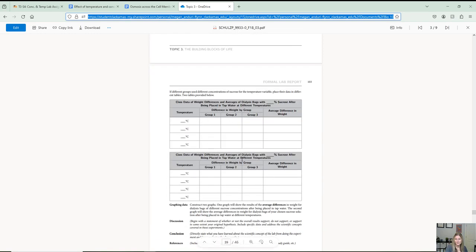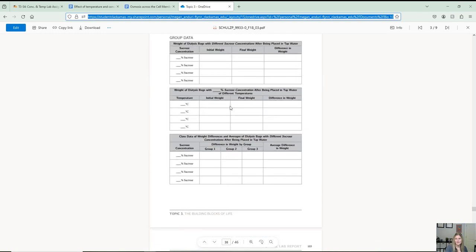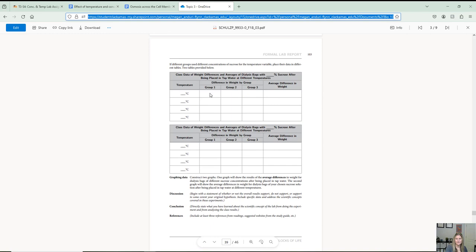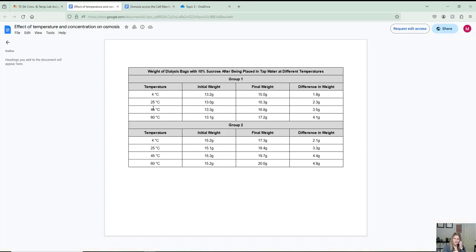So group 1, group 2. You're writing down the difference in weight for group 1 and the difference in weight for group 2 of the temperatures. Do make sure that you're writing down what the temperature was. Here we have 4 degrees, 25 degrees, 45 degrees, and 60 degrees Celsius. So here's the difference in weight for 2 groups, so that way you can average the difference.